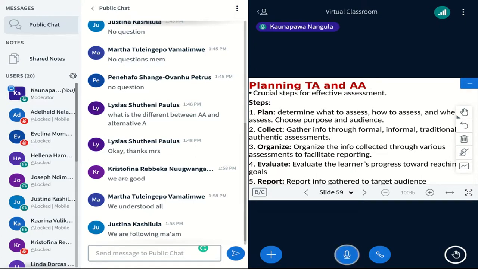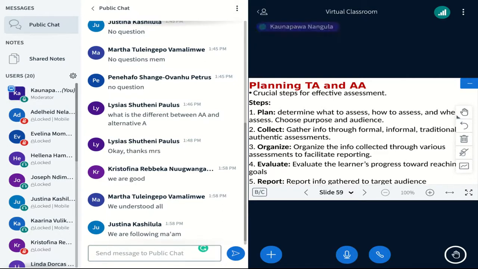And then number 3, evaluate the learner's progress towards reaching the stated goals. From the information that you get in stage 3, you evaluate how they are doing, how they are progressing. Are they behind, are they on task, or are they really doing very well? For those who are behind, what do you then do?